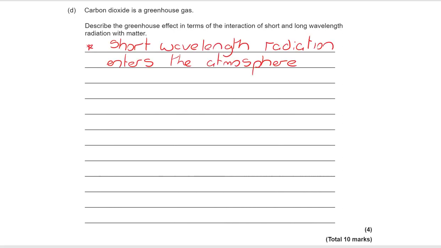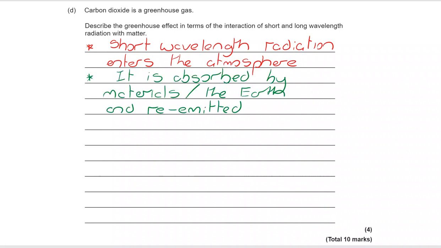So, short wavelength radiation enters the atmosphere. It comes from the sun, comes into the atmosphere, at which point it's absorbed by different materials. It's absorbed by the earth, and then it is re-emitted. We're on the second mark there with both of those points. Now, it's re-emitted as longer wavelength radiation.